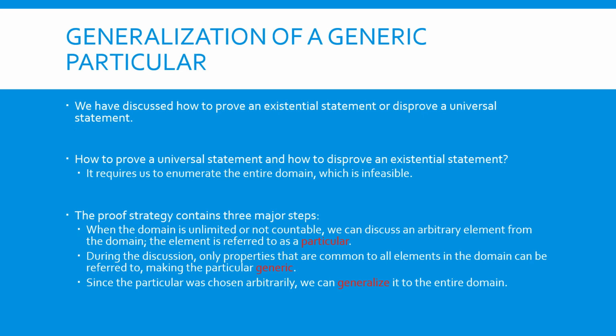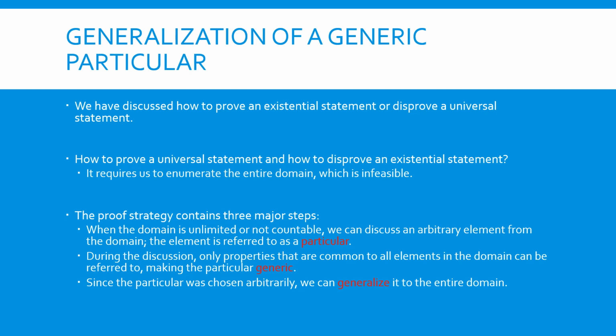At last, we'll discuss the fifth proof technique, generalization of a generic particular. We have discussed how to prove an existential statement and disprove a universal statement before. However, in many cases, we need to prove a universal statement or disprove an existential statement. Making such proofs requires us to discuss every single element in the domain.